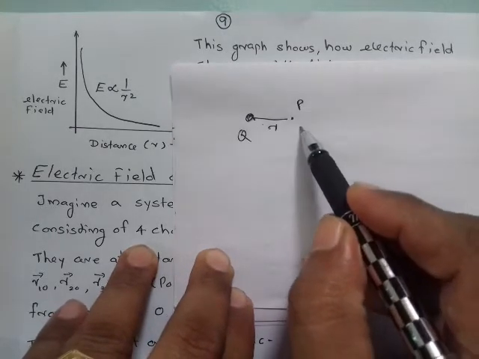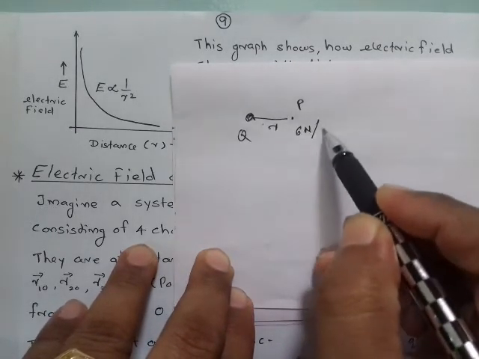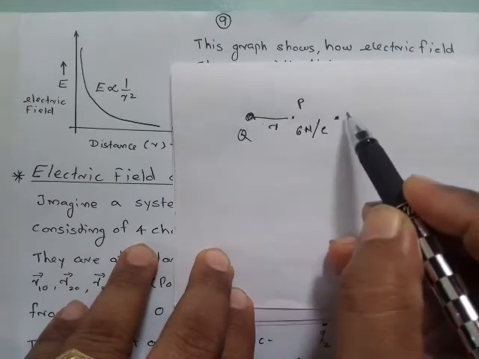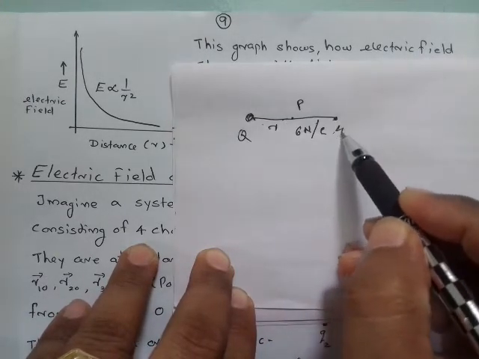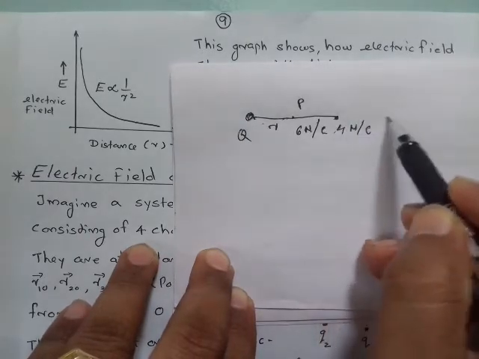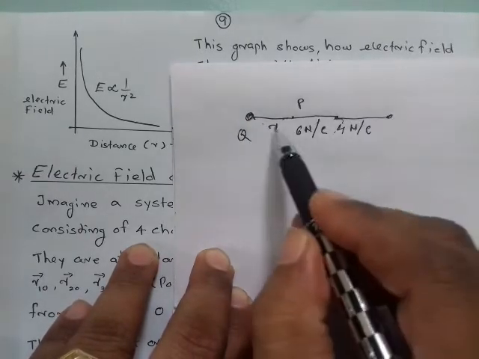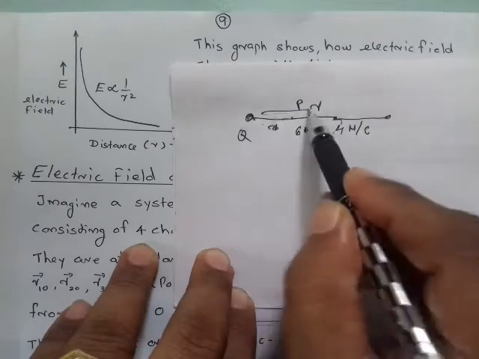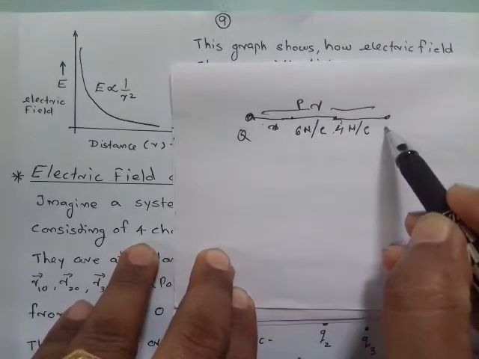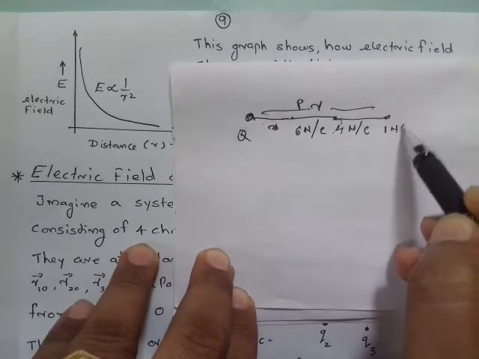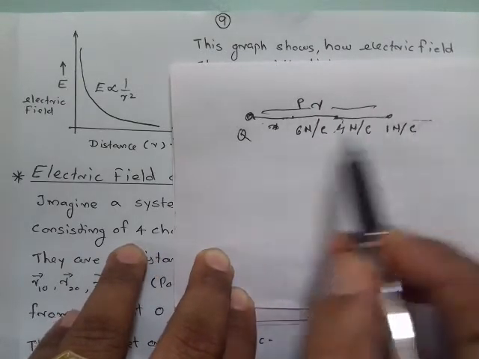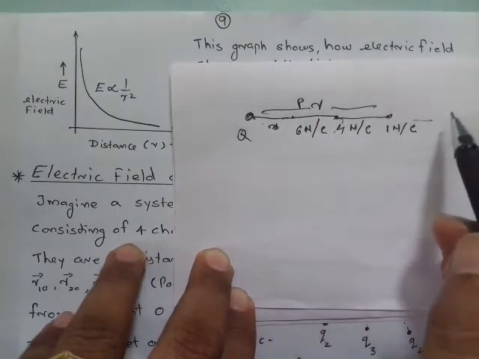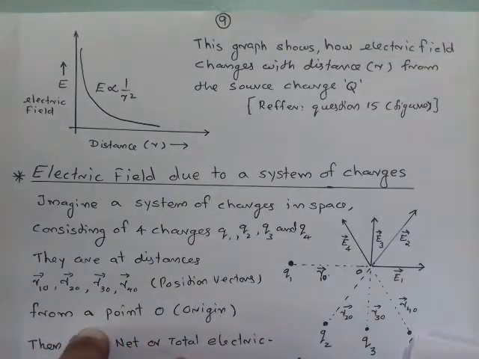For example, this is 6 Newton per coulomb. If the point is here, the distance is more, let it be 4 Newton per coulomb. If the point is here, the distance r is more. Now maybe here it is 1 Newton per coulomb. So in that manner, as the distance increases, the electric field at the point also decreases.